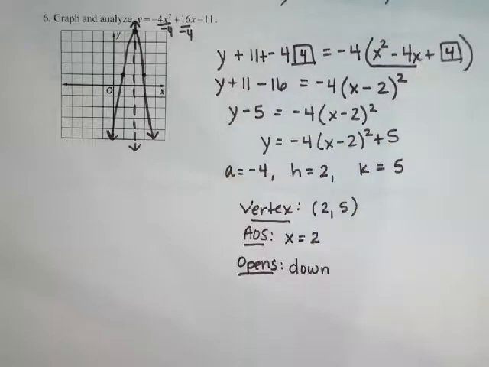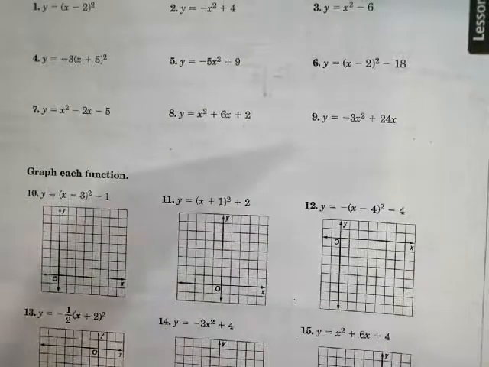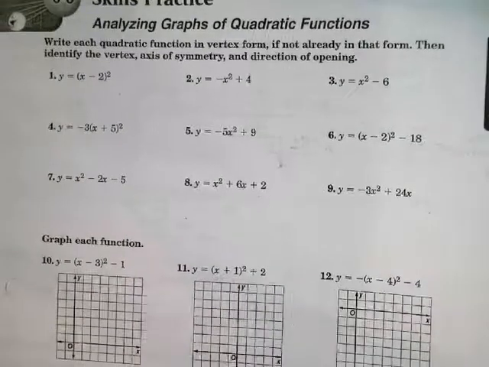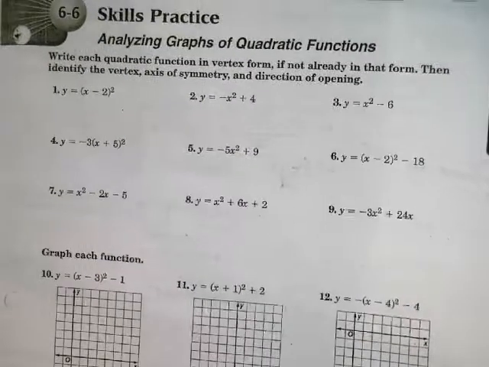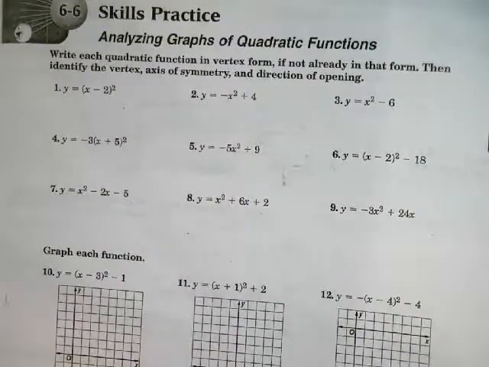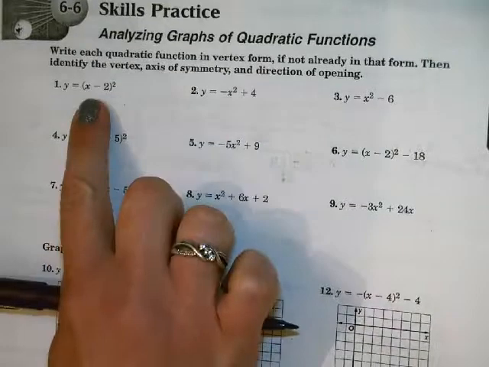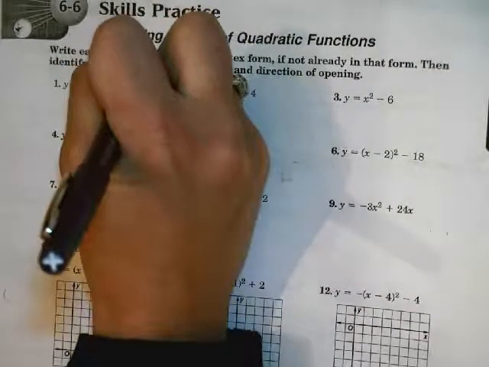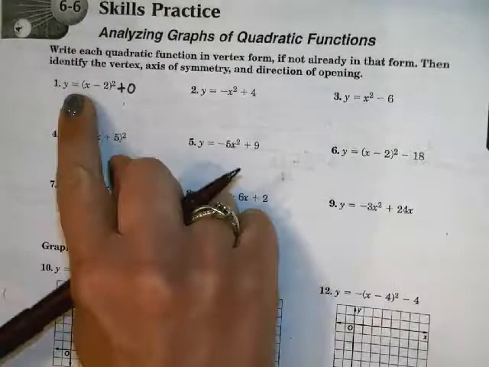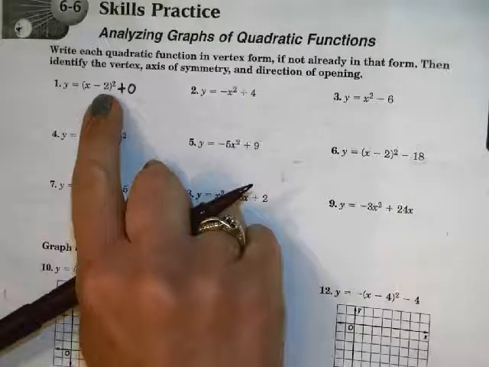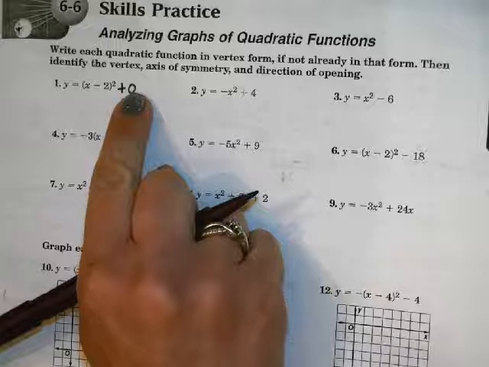Okay, anything else? Okay, let's look at your worksheet. Some of these are already in the right form. So I'm going to tell you which ones you have to complete the square on. Okay? Number 1 is already in the right form. You can add a 0 if you want. So my A would be 1, my H would be +2, and my K would be 0.